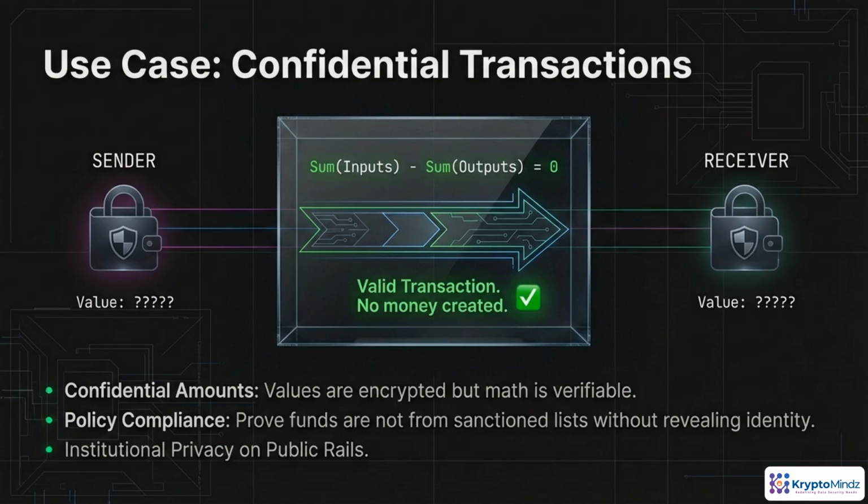Confidential transactions showcase verifiable trust with strong privacy. The actual amounts are encrypted, yet we can still prove the sum of inputs equals the sum of outputs, so no money is created. On top of that, you can attach proofs that funds don't come from sanctioned addresses without exposing who you are. Institutions get auditability and policy compliance while still transacting on public rails.